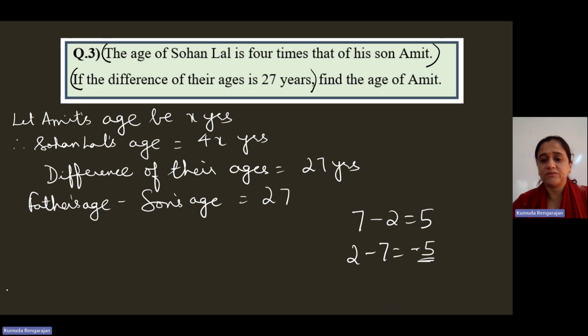If the difference is negative, you have a minus 5. Then write the smaller quantity first and then the larger quantity. When the difference is positive, then it's the big number minus a small number.